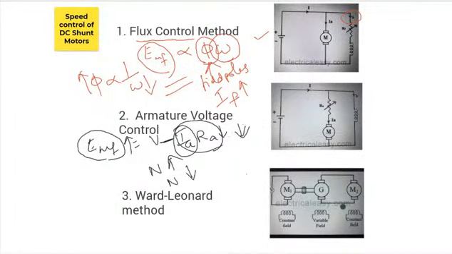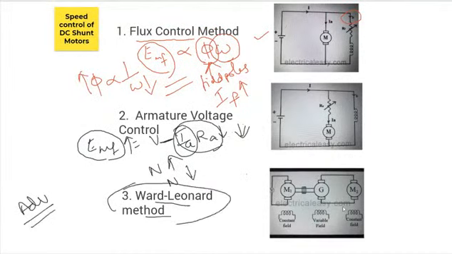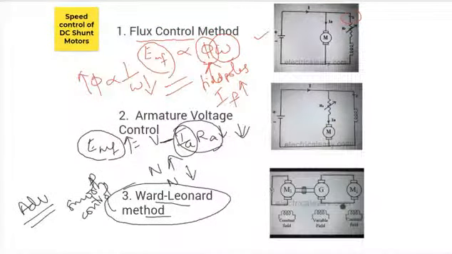Okay, so now coming to the Ward-Leonard method. Here the advantage of the Ward-Leonard method over your other two methods is you can achieve the smooth control, which is not possible here. Your resistance value will be varied only step by step. This is somewhat similar to step control, but you won't achieve smooth control. But with the Ward-Leonard method, it is possible to achieve smooth control.